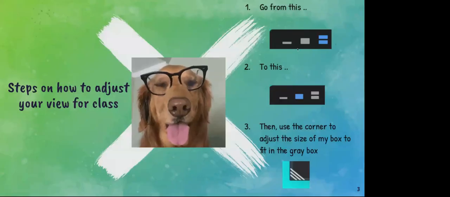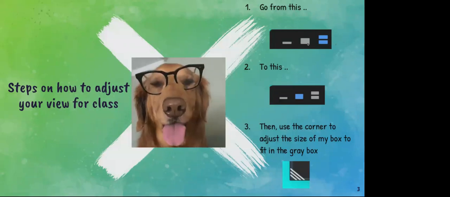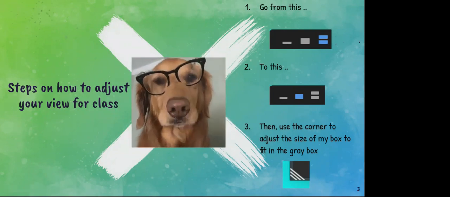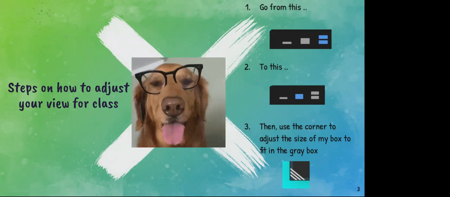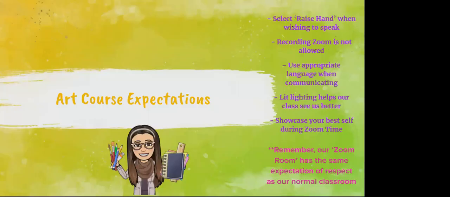If you need to adjust your view, like you can't see me or you can't see some of your friends, you can go to the tabs and adjust your view and see everyone, or you can pin your screen. It looks like a little pin drop, so you can only see my screen. Remember, we are raising our hand when we speak. We are using appropriate language, and if you do not want to keep your camera on because you're not comfortable, that is okay too, friends.